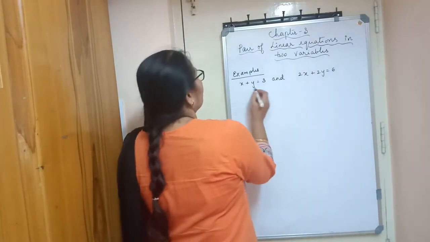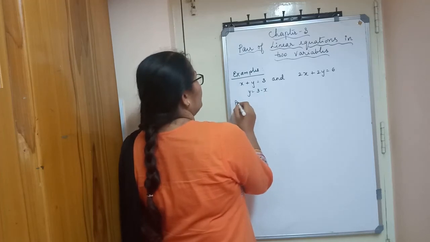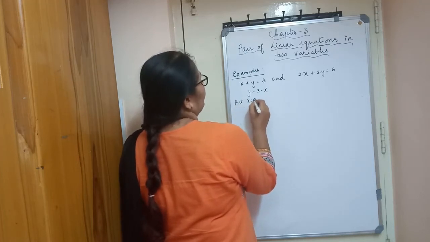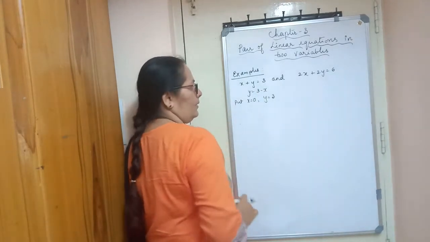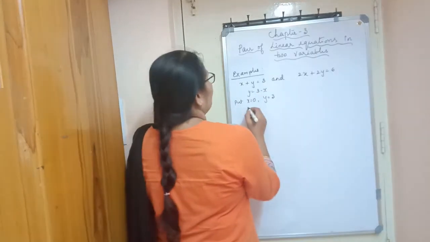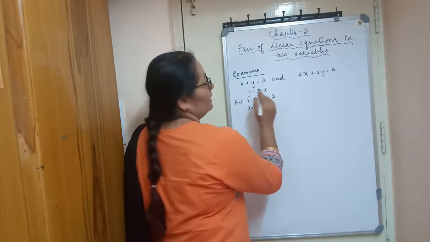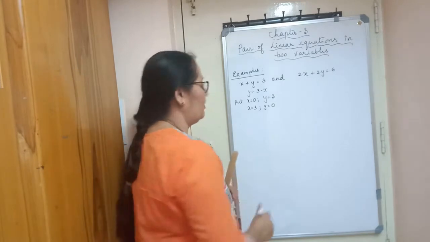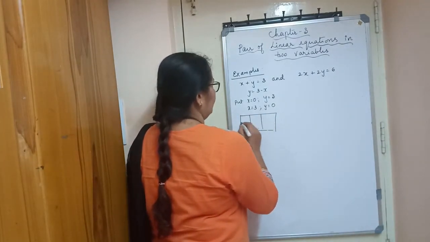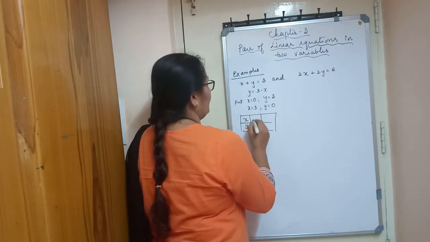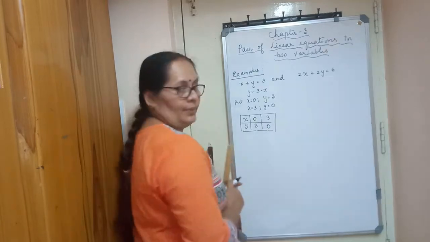Now, y equals 3 minus x. Put x as 0, you get y equals 3. When x is 0, y is 3. When x is 3, then y equals 0, since 3 minus 3 is 0. So you got two coordinates here: when x is 0, y is 3, and when x is 3, y is 0.